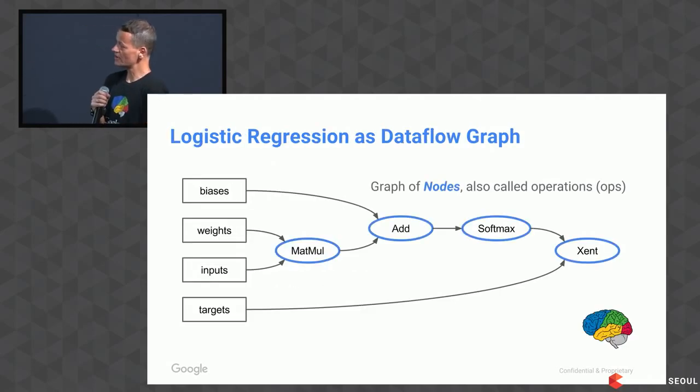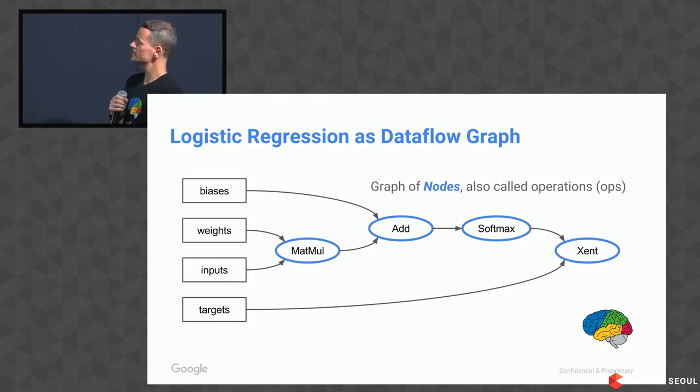So in a graph, how would that look like? We have a graph of nodes, and we call them internally operations, right? Just ops. And these blue things here, the matmul is a matrix multiplication. You have an add, you have a softmax, and this all goes then with the target to the cross entropy. So this is the first part.